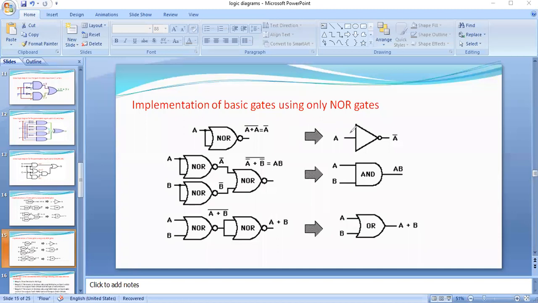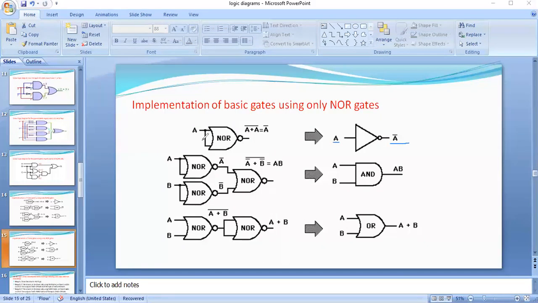See here, if you want to implement a NOT gate, first I'm taking an inverter. If you want to implement this gate using a NOR gate, what are the minimum number of inputs to the NOR gate? We have two inputs, but for the NOT gate we have only one input and only one output. So if you want to implement this inverting operation using a NOR gate, what you have to do? You have to short both the input terminals.